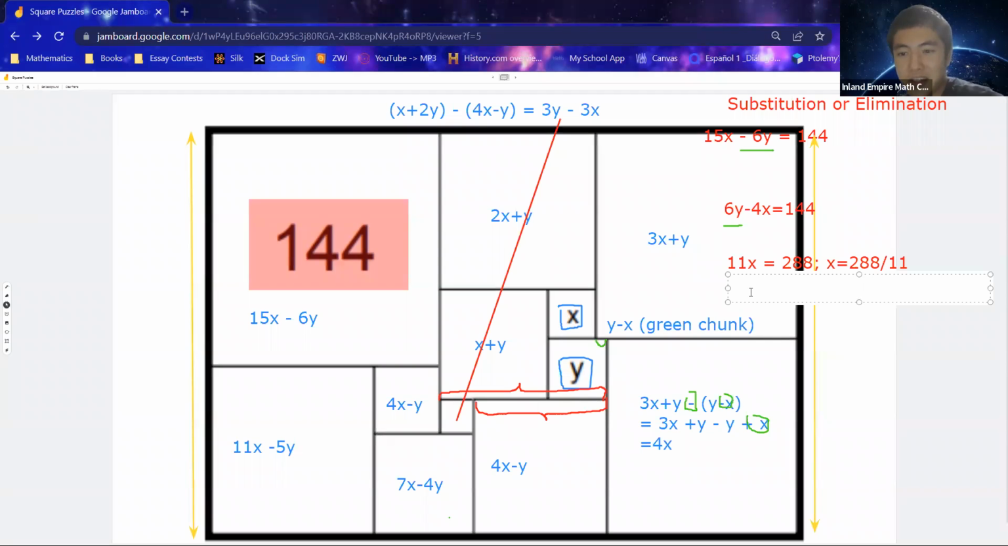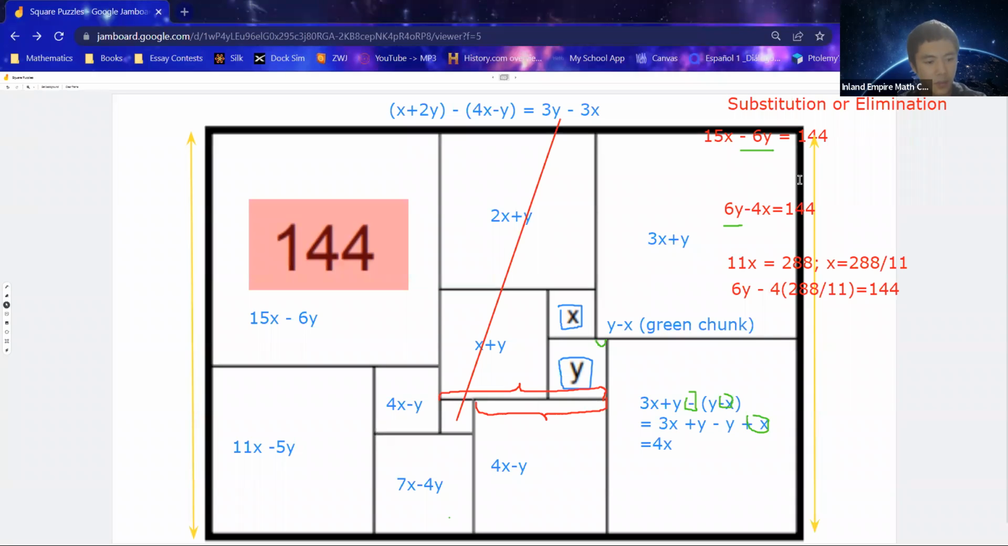In order to solve for y, you would simply substitute x equals 288 over 11 into one of the equations. For example, if you put it into the second equation, you would get 6y minus 4 times 288 over 11 equals 144. And you do some basic algebra to figure out what y is. But yeah, that's how you would solve this problem. And we have figured out x and y, so we have figured out the length of every square in this problem. Are there any questions?